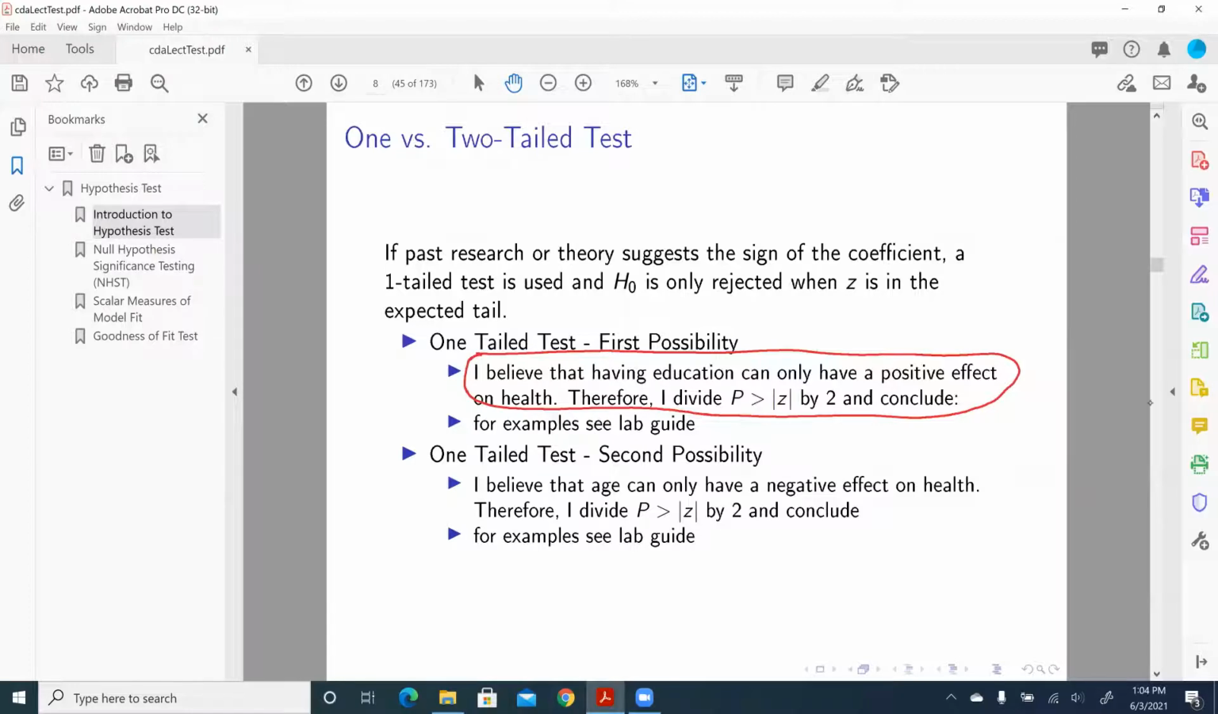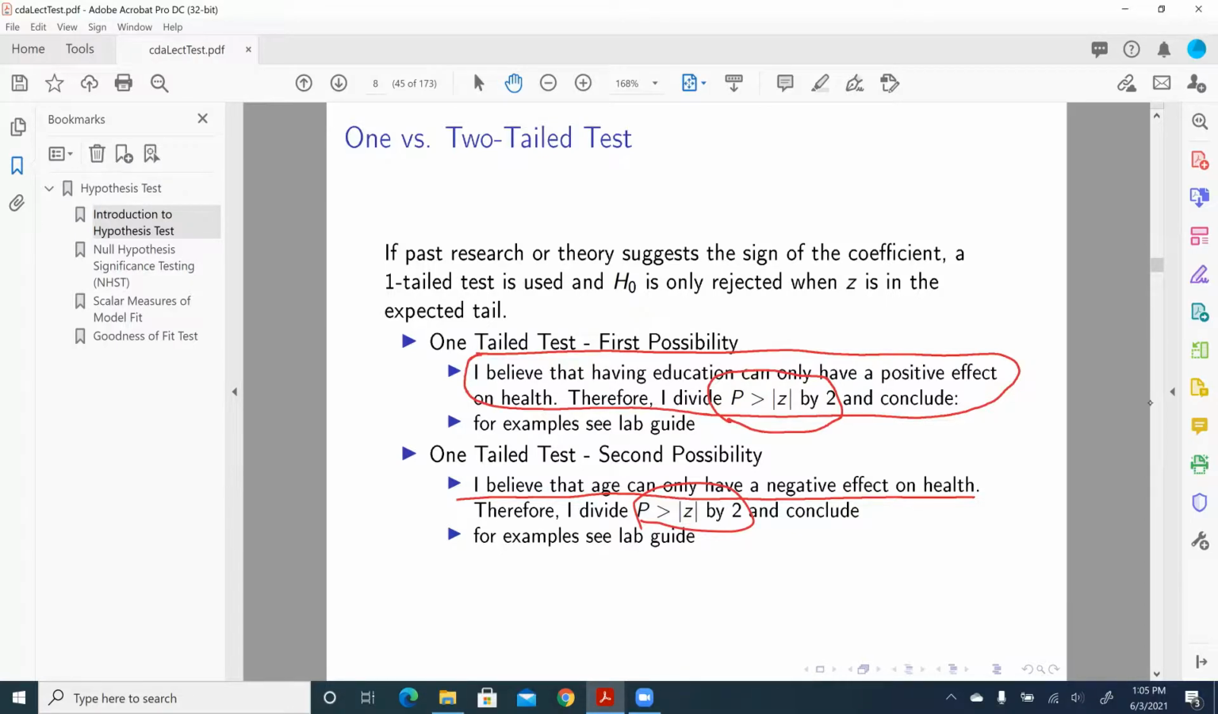And for the second case, if I believe age can only have a negative effect on health, well, that's my alternative, and H0 is now going to be positive. Then if the test statistic falls into the negative region, that is the negative tail, then H0 can be rejected. And here, when I say P greater than the absolute value of the z statistic divided by 2, I'm talking about the results in the R output.